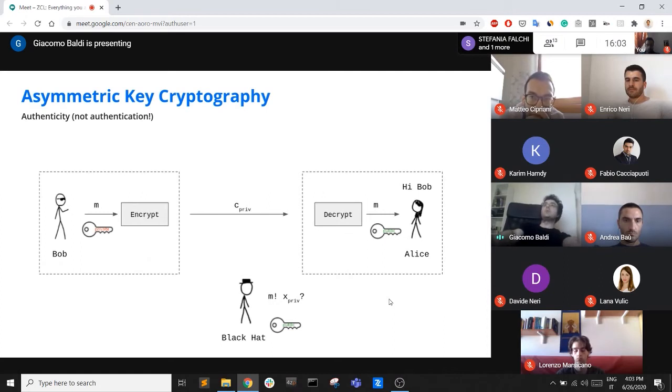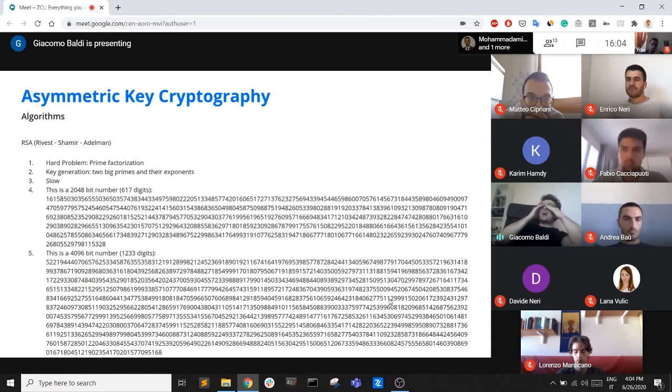These are the two ways of using asymmetric keys. One is for encryption and one is for authenticity. It depends on which key you use for the first operation. Let's see a couple of algorithms. The first one in asymmetric is RSA, which stands for Rivest, Shamir, and Adleman.